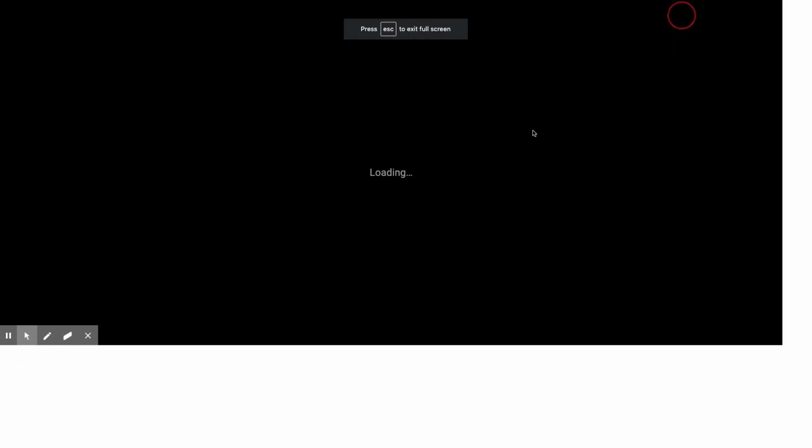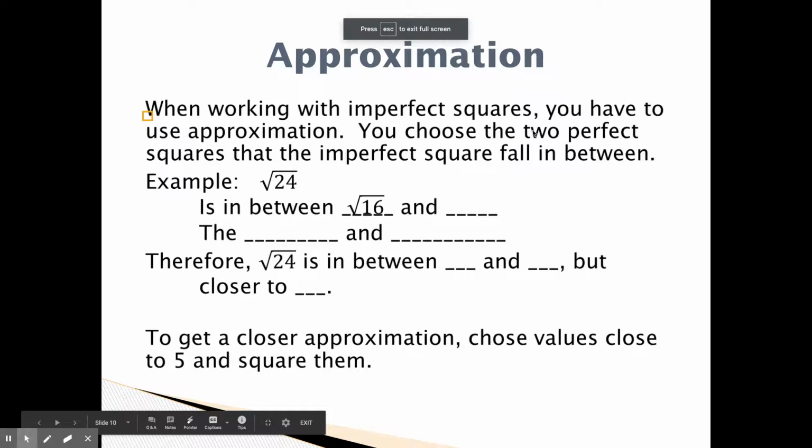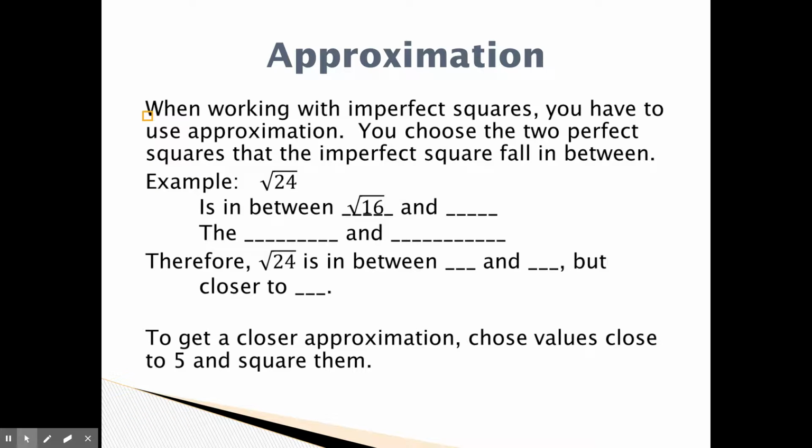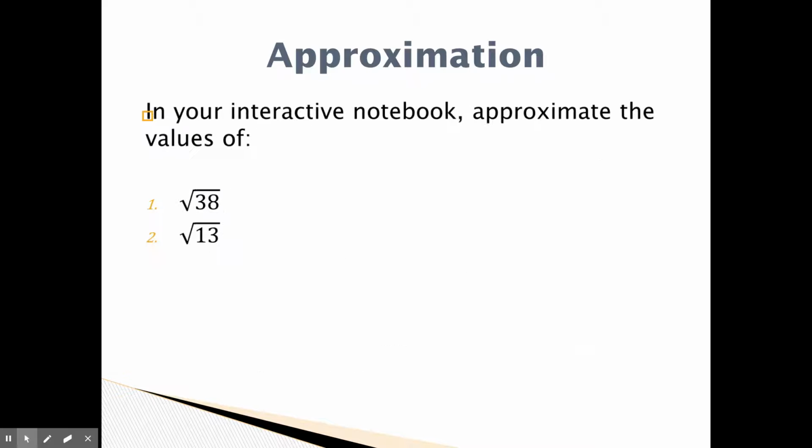So if I go back to the presentation, this is a review of what we just went over. We know that the square root of 24 is in between the square root of 16 and the square root of 25. The square root of 16 is 4. The square root of 25 is 5. Therefore, the square root of 24 is in between 4 and 5, but closer to 5. All right, so here's a couple more examples.